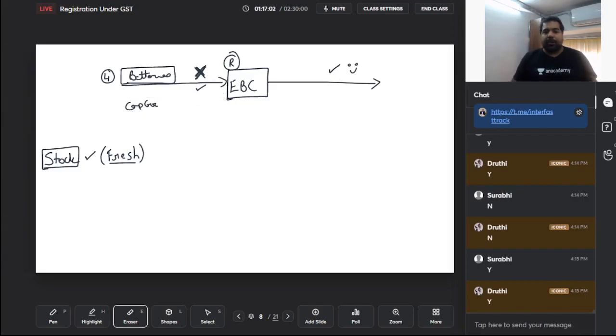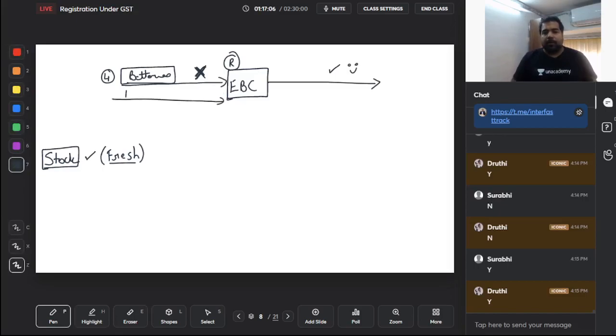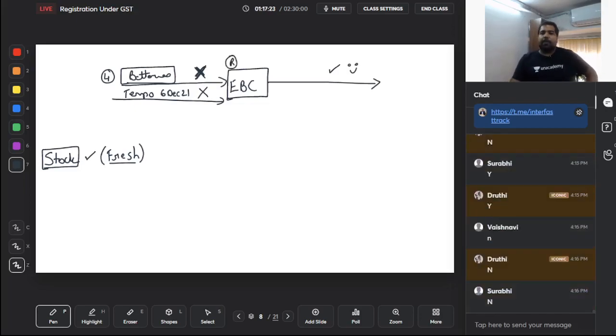Please tell me, if they had purchased a tempo last year in December, let's say on 6th December 21, were they registered back then, guys? No. So would they have got credit back then? No. Now they are registered, guys. Now should they deserve credit?